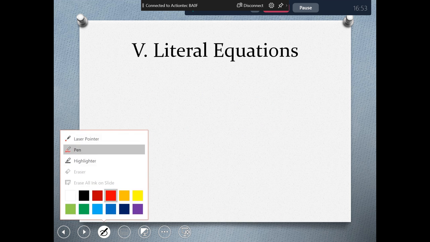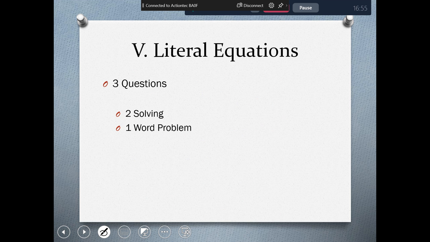Literal equations. We're going to have 3 literal equation problems: 2 that you're solving and 1 that's a word problem. When it comes to the word problem, you're going to solve for the variable and then we're just going to substitute numbers in, just like we did on the homework for those ones.